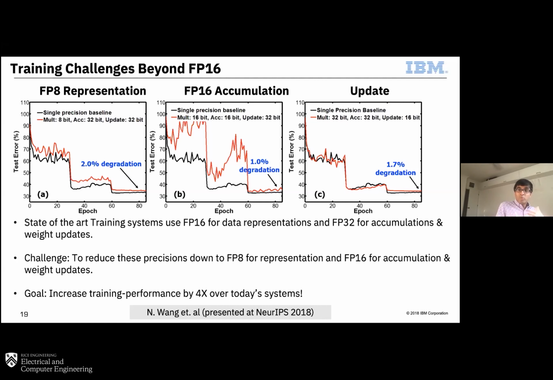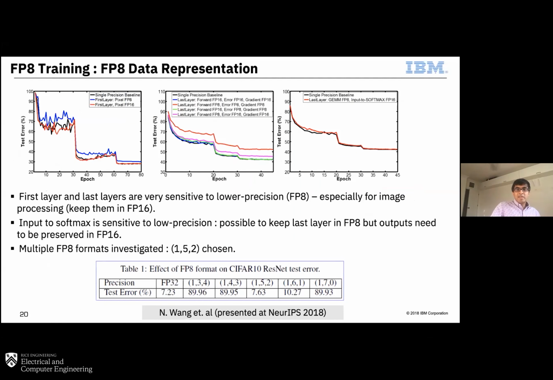So the key piece of work we did that was published at NeurIPS focused on understanding this challenge and figuring out where the problems are coming from and proposing solutions at the intersection of hardware, software, and algorithms to be able to fix them. Let me first explain a couple of key innovations that came up, right? I think the first part is the FP8 data representation. The right format is very critical. Depending on the format, you can actually lose significant accuracy.